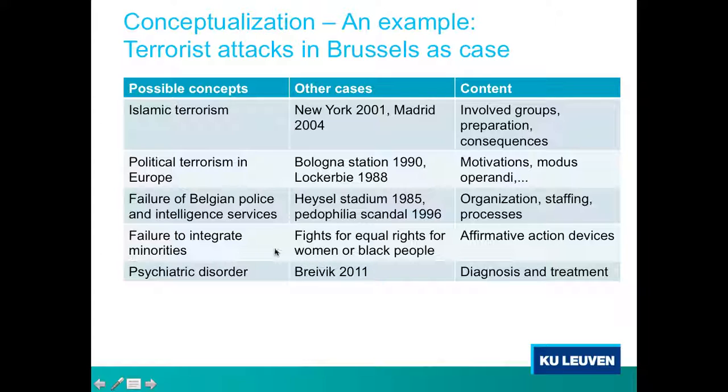You could also conceptualize this Brussels terrorist case as an instance of a failure to integrate the minorities. Frame of comparison could include the fight for equal rights for women or for black people in the US, for instance, or even in South Africa. And you could find yourself studying affirmative action devices and all other legal and socio-economical tools to ensure the integration of minorities, their successes and failure.